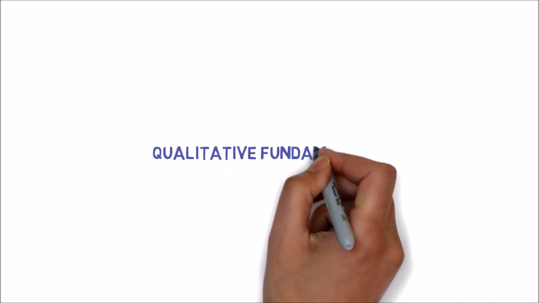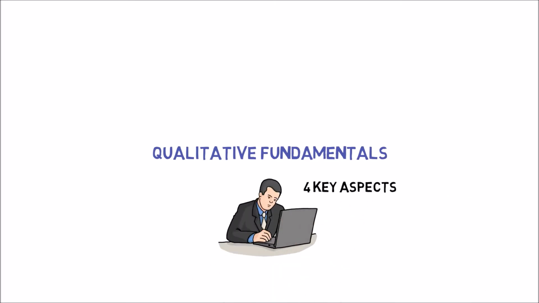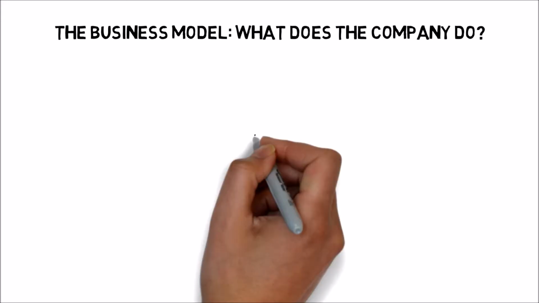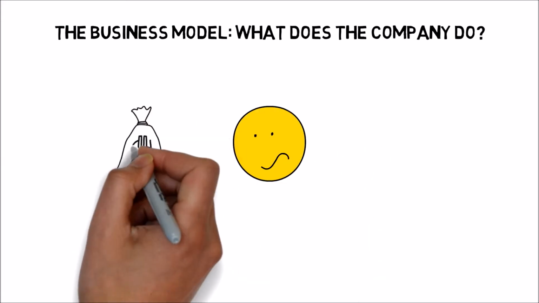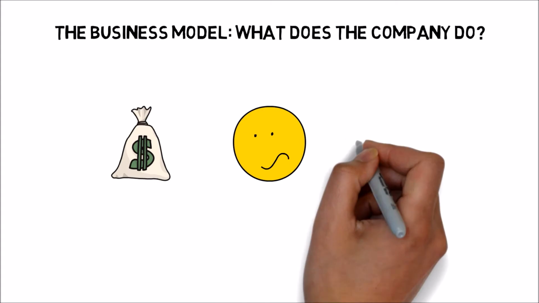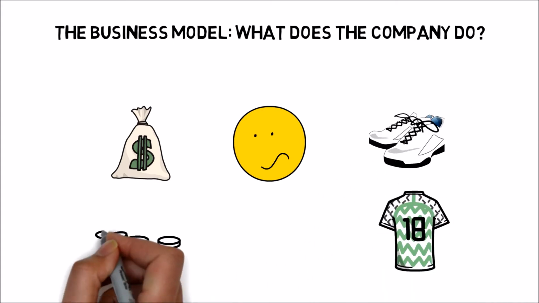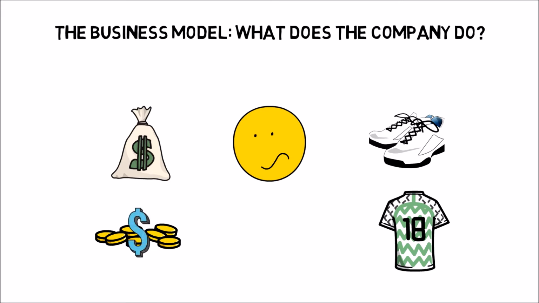Let us talk qualitative fundamentals. When analyzing a firm, analysts often consider 4 key aspects. They're all qualitative rather than quantitative. They are the business model. What does the company do? This isn't as simple as it appears. Is the firm's income derived from the sale of white running shoes or football jerseys? Or is it merely relying on royalty and franchise fees?